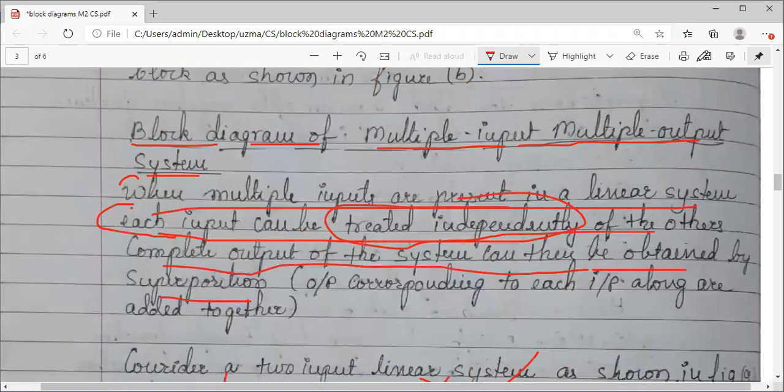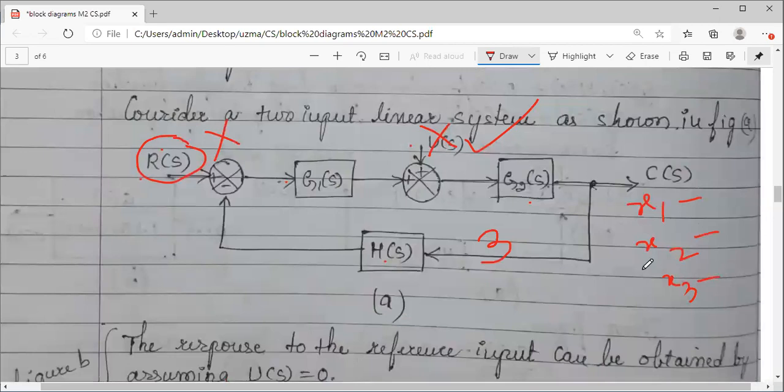So coming into this topic, what is the meaning of this? Each input can be treated independently. So if I have three inputs, x1, x2, x3, I will analyze the system three times. One time what I will do, I will not consider these two. I will take x1 only, keeping x2 and x3 0. Second time I will go for x2 only, keeping x1, x3 0. And a third time when I analyze the system, I will consider only the third input, keeping remaining two 0.